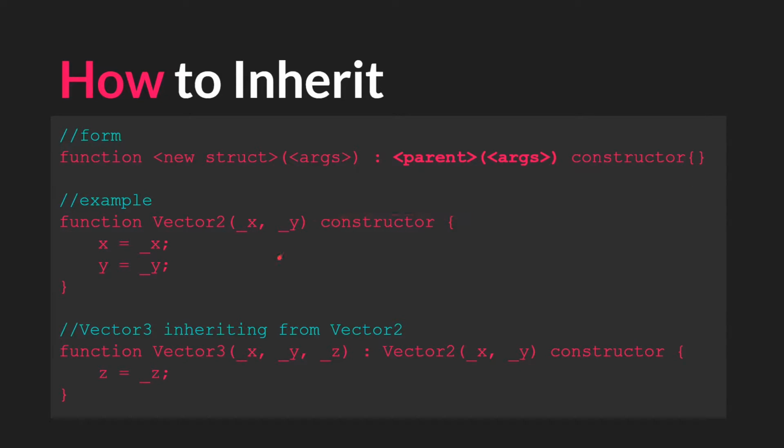So a real example would be function vector2, x and y, constructor. This would be the one that we're going to inherit. Then function vector3, x, y, z, colon, vector2, x, y. This is the part that's added so that inheritance works. And we'll see more examples of this when we switch over to GameMaker Studio 2 in just a moment.